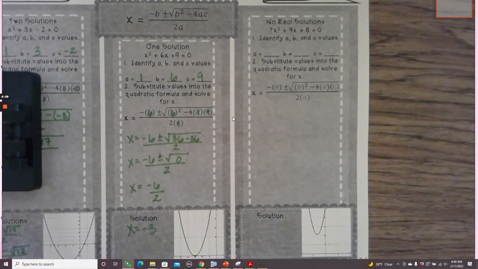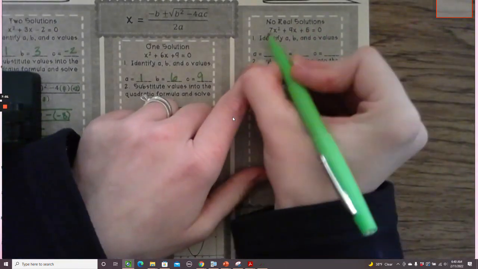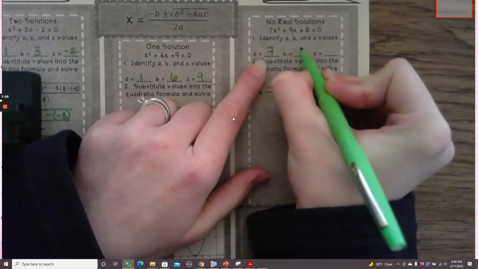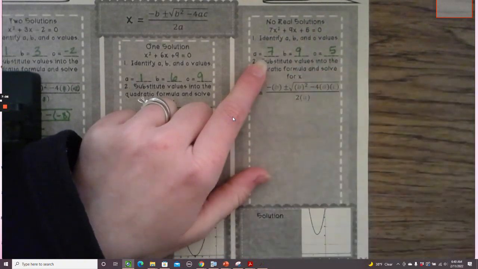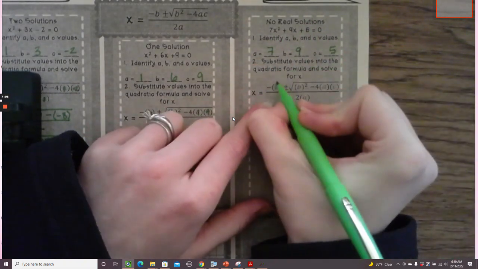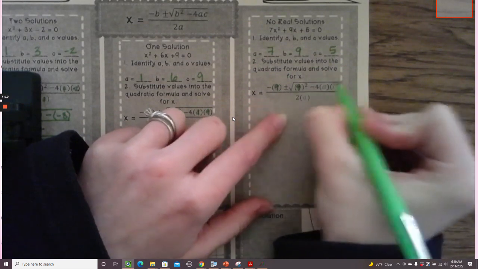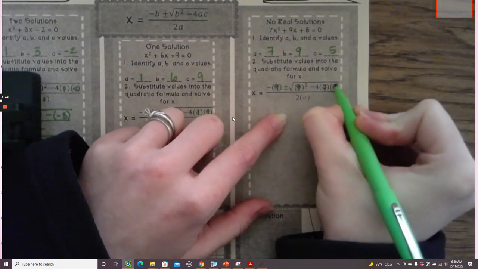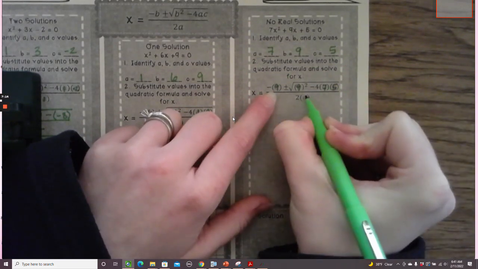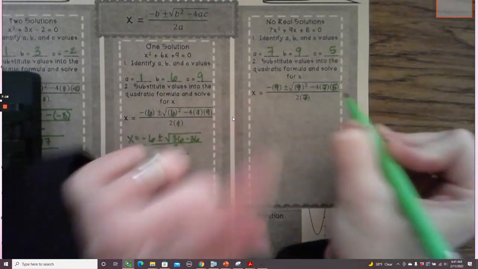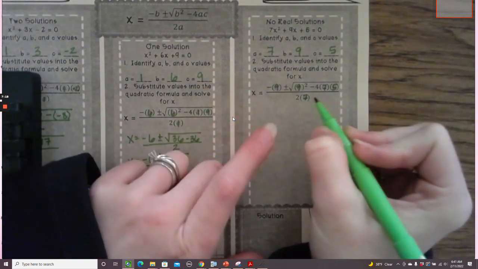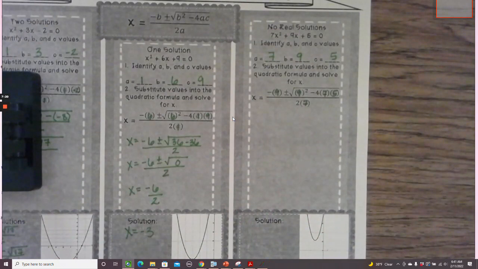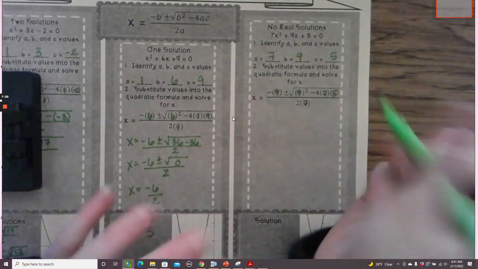Okay? All right, we've got one more here, and these are no real solutions. So again, I just want you to see what it looks like. So a is 7, b is 9, c is 5. Okay, we fill everything in. b is 9, a is 7, c is 5. So I'm going to go ahead and just work this one by hand. If you stick it into your calculator, I'll show you what it looks like in your calculator too.